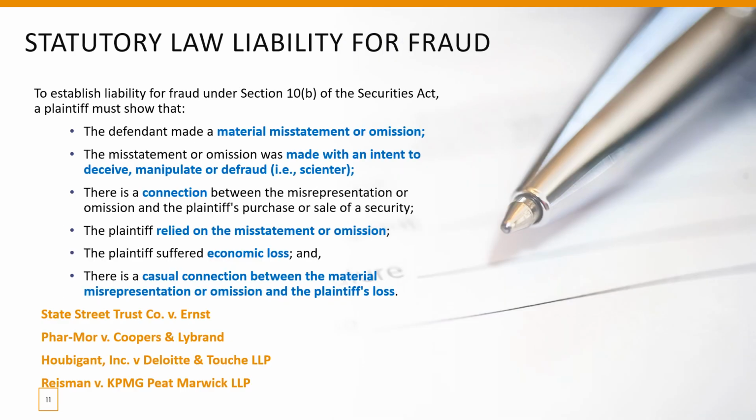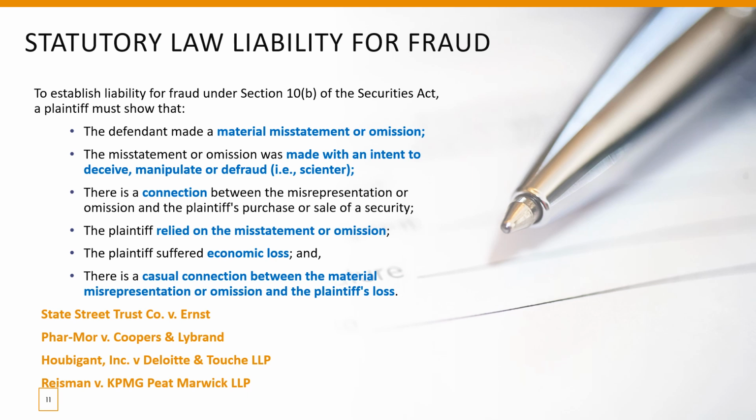To establish liability for fraud under Section 10(b) of the Securities Exchange Act, a plaintiff must show that the defendant made a material misstatement or omission. The statement or omission was made with an intent to deceive, manipulate, or defraud, which is called scienter. There is a connection between the misrepresentation or omission and the plaintiff's purchase or sale of a security. The plaintiff relied on the misstatement or omission, and the plaintiff suffered economic loss. And then there's a causal connection between the material misrepresentation or omission and the plaintiff's loss.